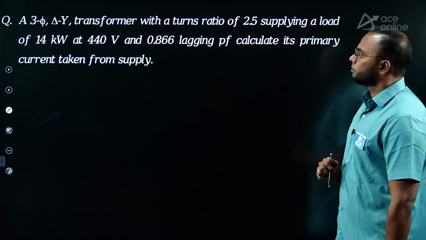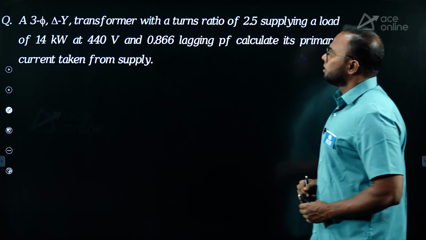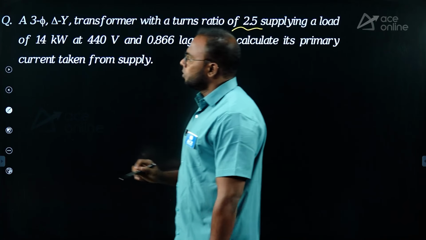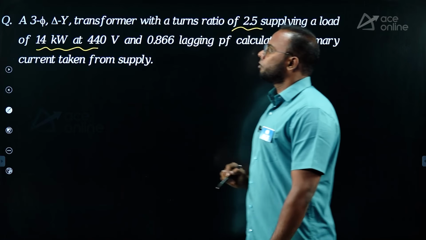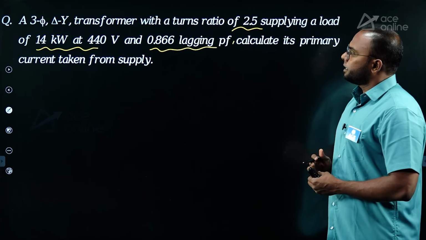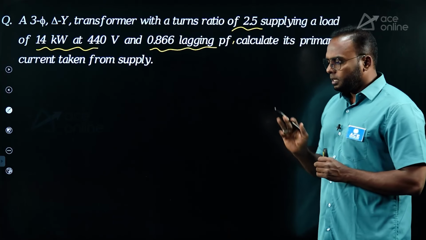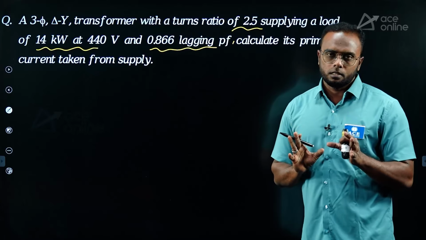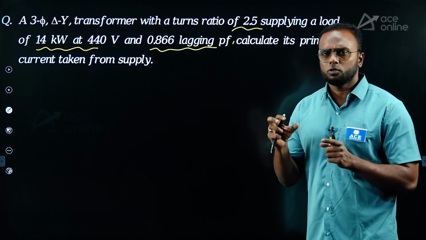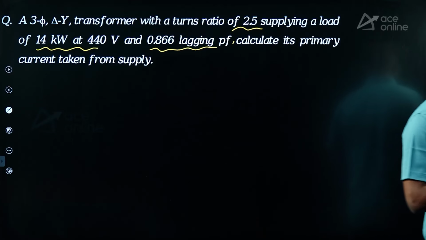Next question. See this question. A three-phase delta star transformer with a turns ratio of 2.5 supplying a load of 14 kilowatt at 440 volt, 0.866 lagging power factor. Calculate its primary current taken from supply. See, in this type of three-phase questions, we should take care whether they are asking phase current or line current. Okay, first you try yourself. One minute time to you. So try it, and later I will do the answer here.